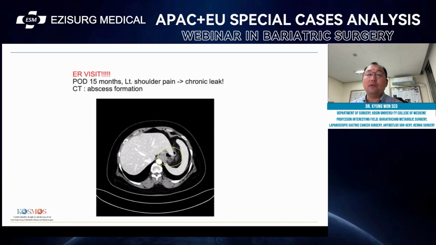So balloon dilatation was performed 130 days after surgery. Afterward, the patient was believed to be doing well, but 15 months after the surgery, the patient again complained of left shoulder pain and visited the emergency room. A CT scan confirmed that an abscess had formed and developed into chronic leakage, in the yellow circle.